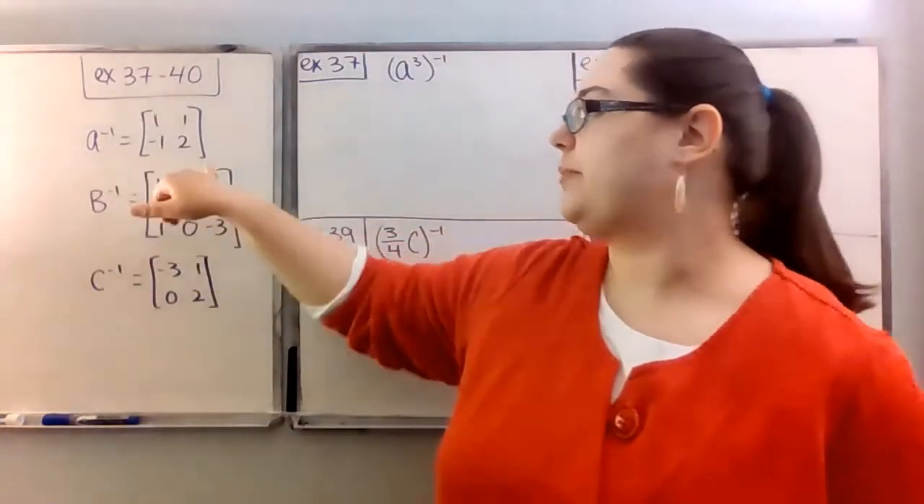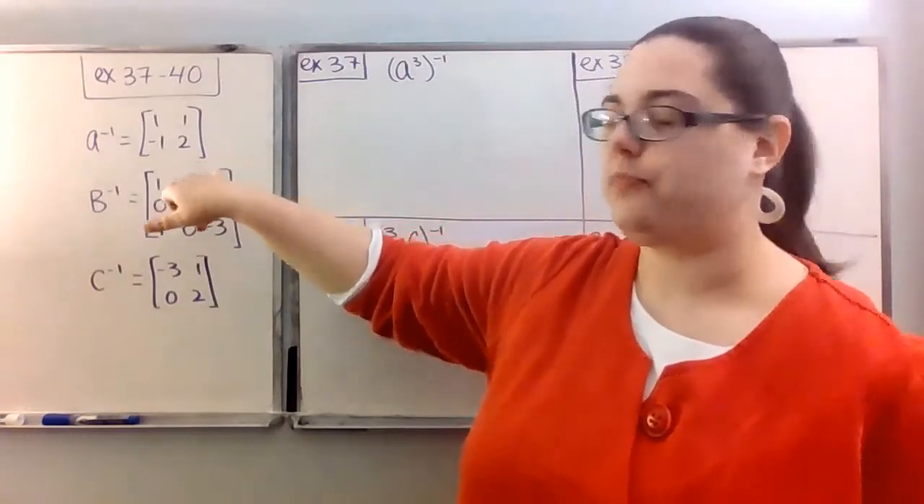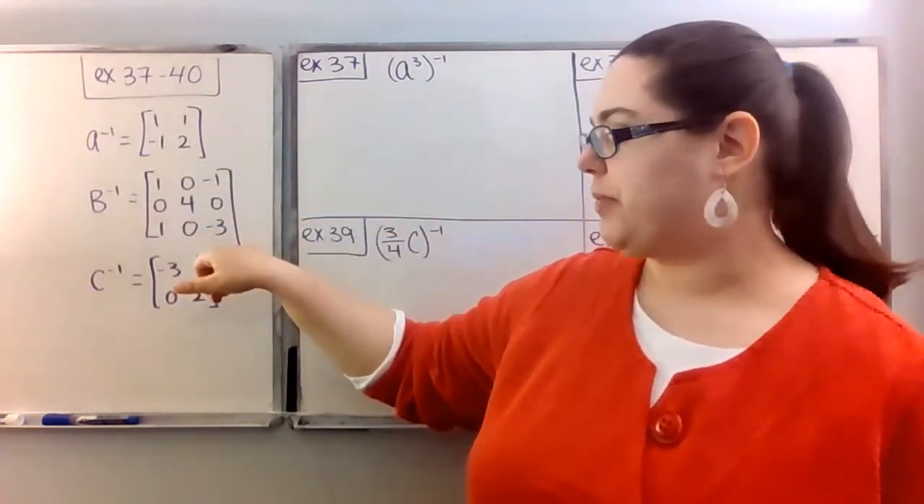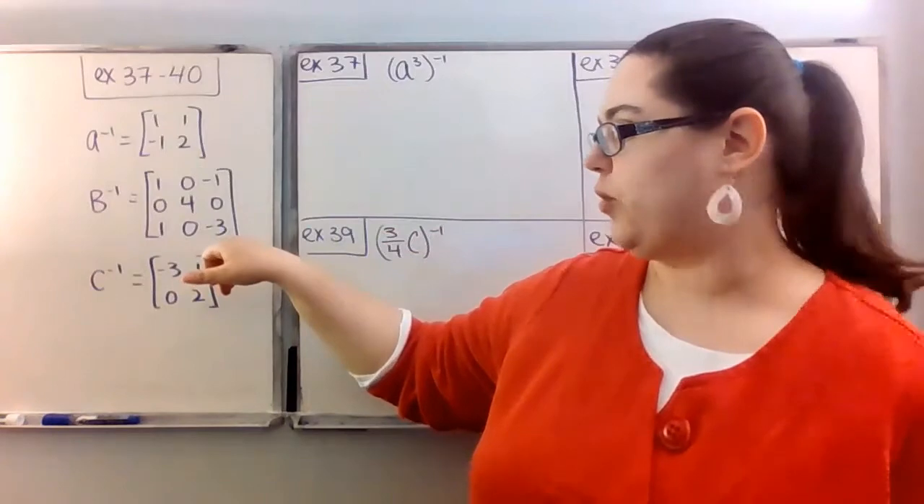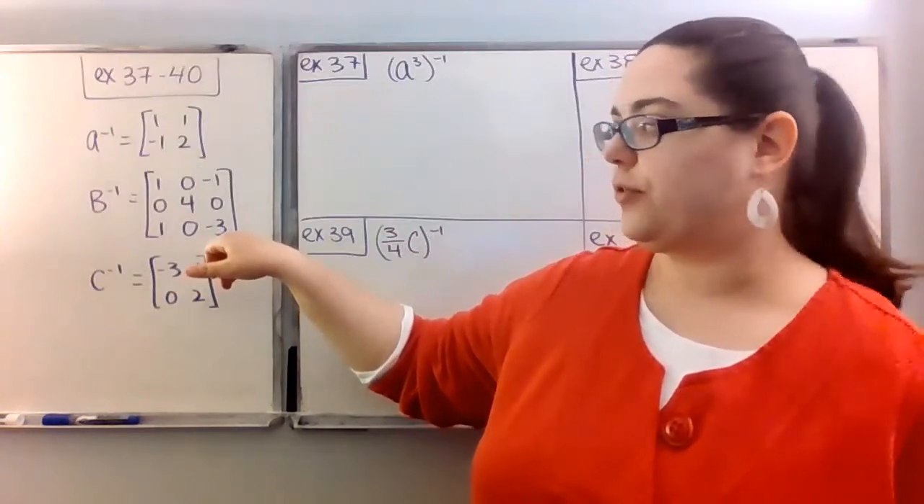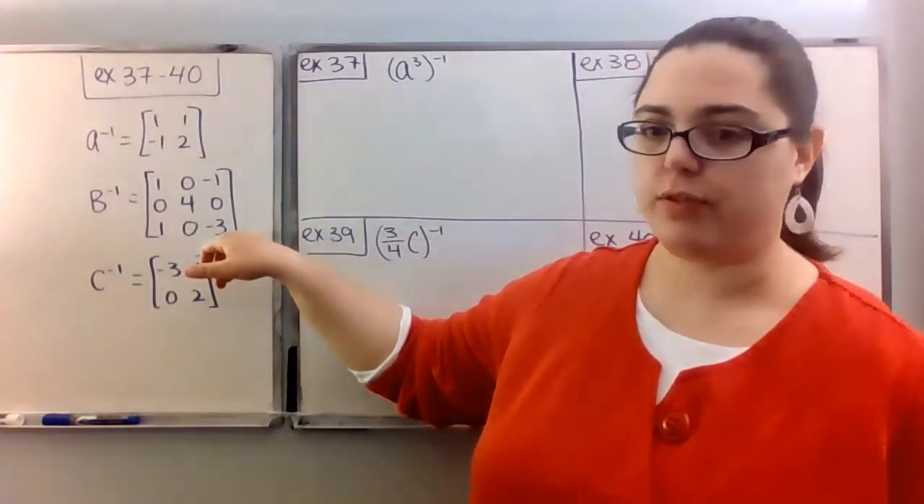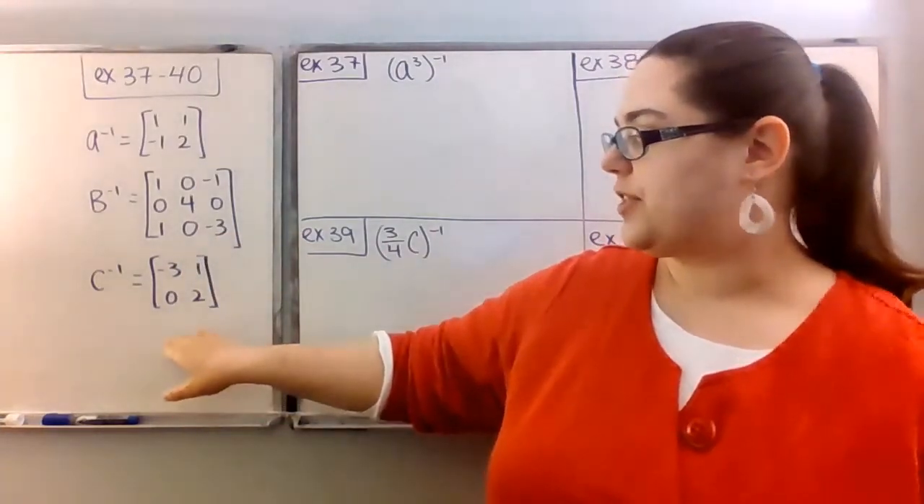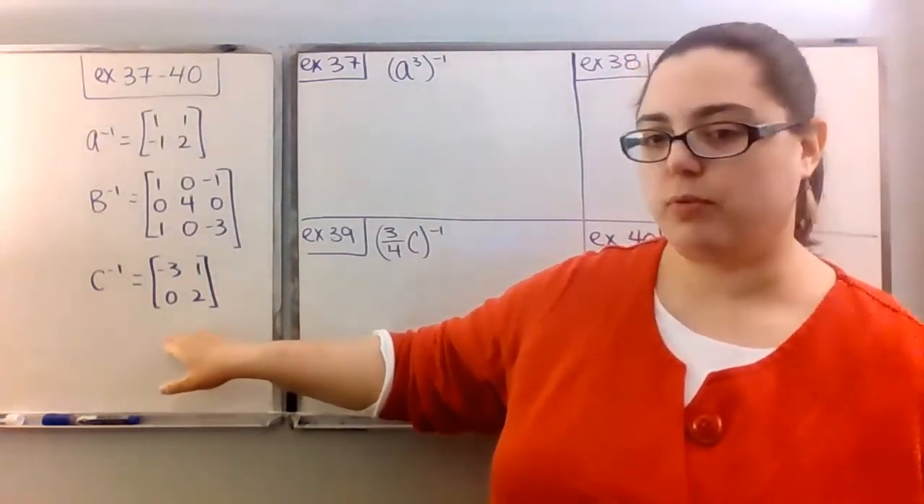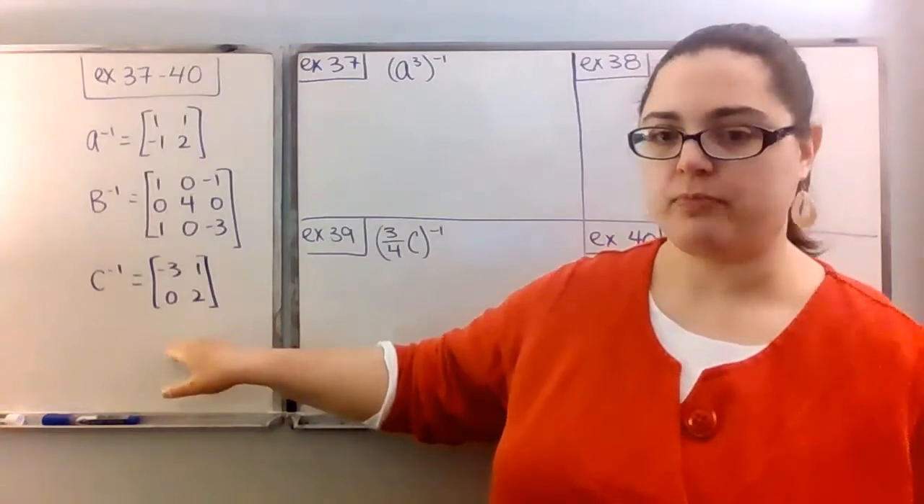So A inverse is the matrix 1, 1, negative 1, 2. B inverse is a 3 by 3 matrix, and the rows are going to be 1, 0, -1, 0, 4, 0, and 1, 0, -3. And C inverse is a 2 by 2. We've got -3, 1, and then 0, 2.